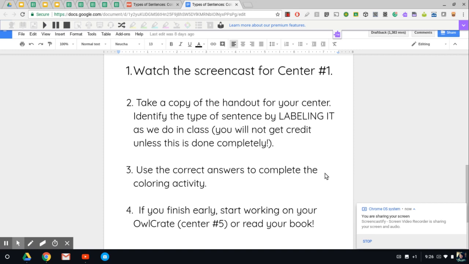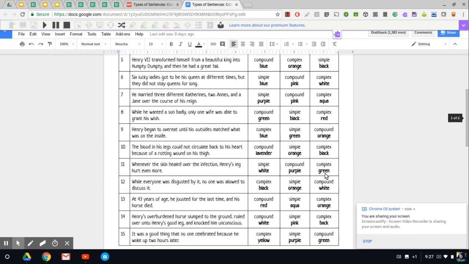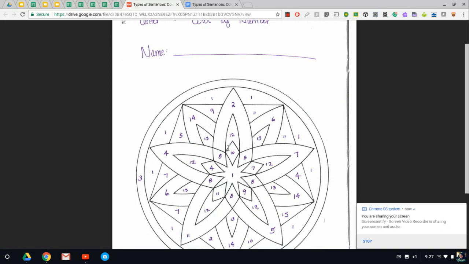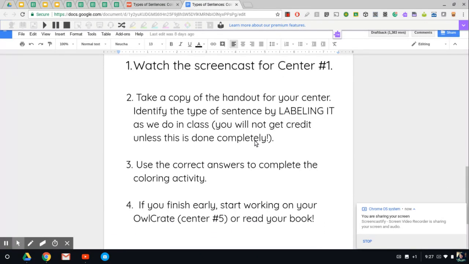For center number 1, you're going to be working on some grammar and types of sentences. So you should be watching this screencast, which is your step 1. You're going to take a copy of this handout. It says sentence number 1 and a copy of the coloring sheet that goes with it. And you're going to identify the type of sentence by labeling it like we do in class.